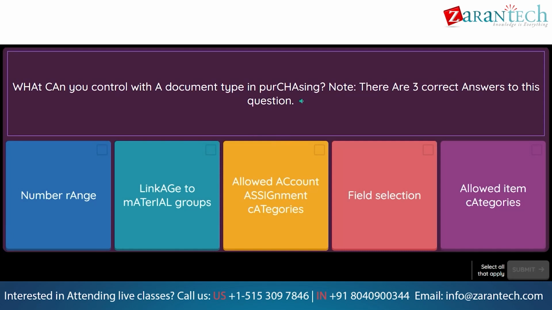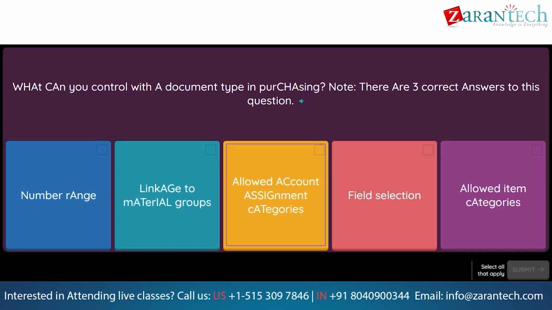Question: what can you control with a document type in purchasing? Note, there are 3 correct answers to this question. Option 1: number range. Option 2: link AGE to material groups. Option 3: allowed account assignment categories. Option 4: field selection. Option 5: allowed item categories.